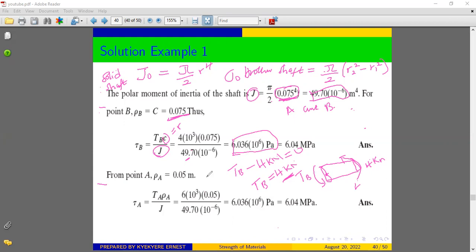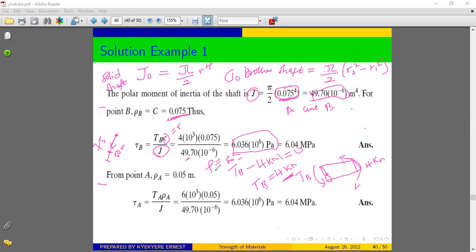Now, when we come to the shear stress in portion A, from the question, we are told to determine the shear stress at a point which is 50 millimeters. So the whole radius is 75. And you have been asked to determine the shear stress at a point which is 50 millimeters from the center. So it means that the distance is going to be rho, and rho will be equal to 50, which is going to be 0.05 meters.